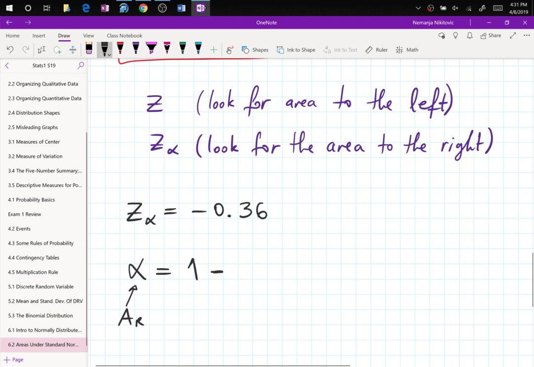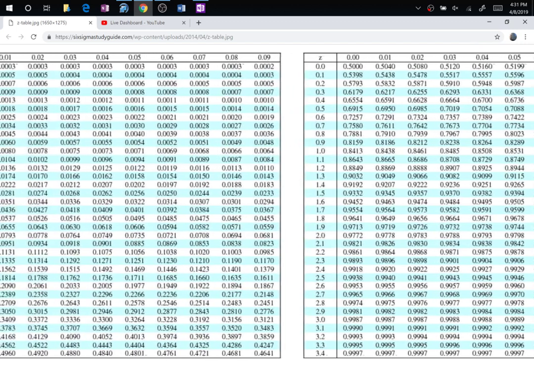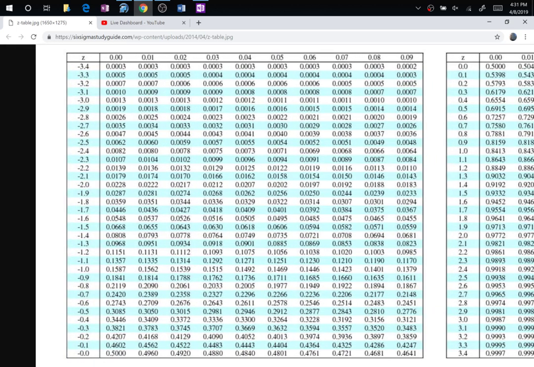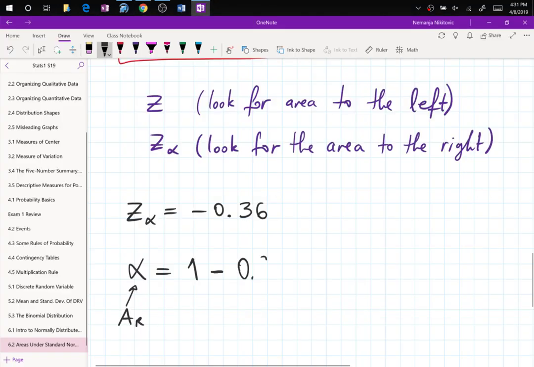Can you tell me which number I should use? Now negative, so we have to be on the left chart. Just read it. 3594, thank you. 0.3594, which gives us 0.6406. Good.